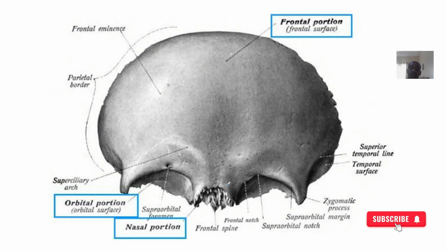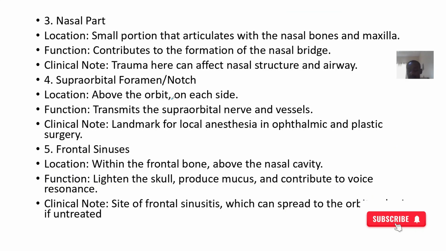Okay. Then we have the nasal part. That's the one that is coming towards the nose. It's a small portion and it articulates with the nasal bones and the maxilla, contributes to the formation of the nasal bridge. And traumas there could actually affect the nasal structure, that's the nose, and the airways.